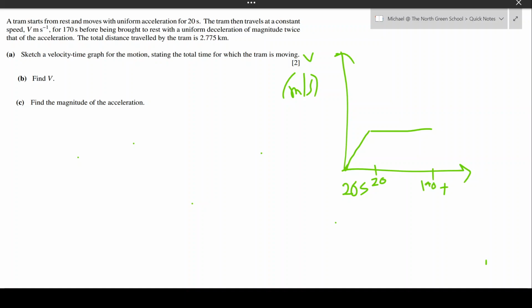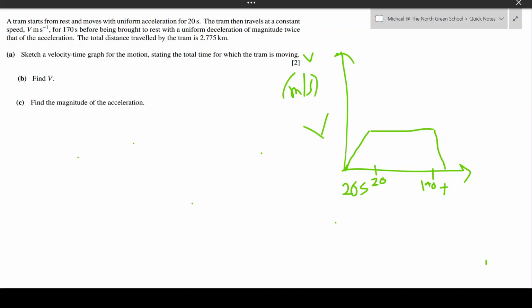And then finally it decelerates, so it comes back down like that, but the deceleration should be twice as fast, so the gradient of the deceleration should be a lot steeper. Now they want us to state the total time for which the train is moving. They told us to label this. It travels at a constant speed v, so we should label this constant speed v.